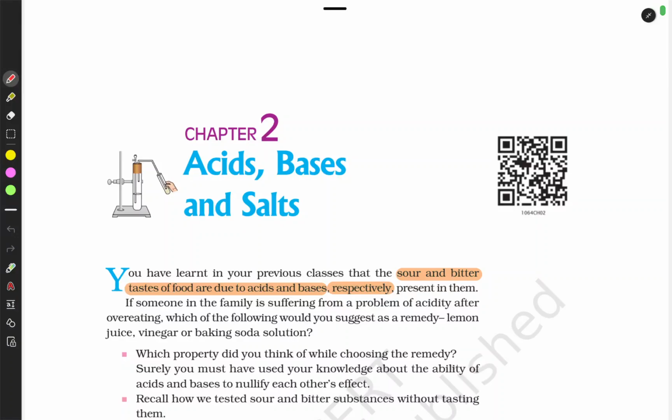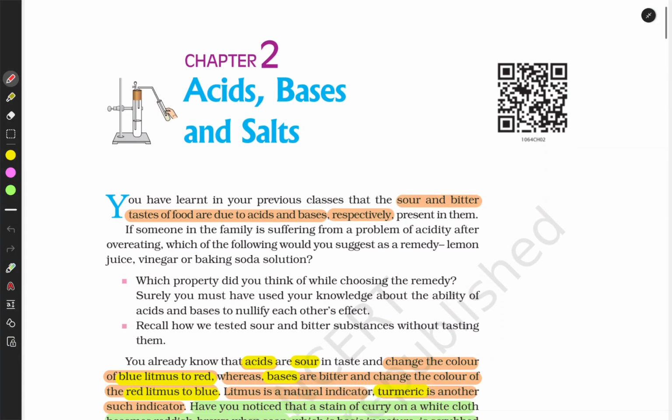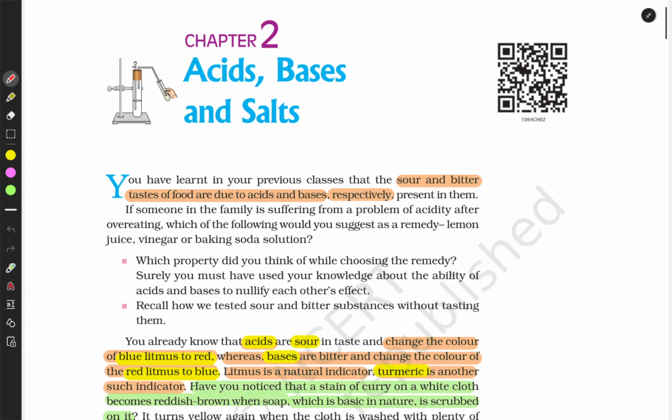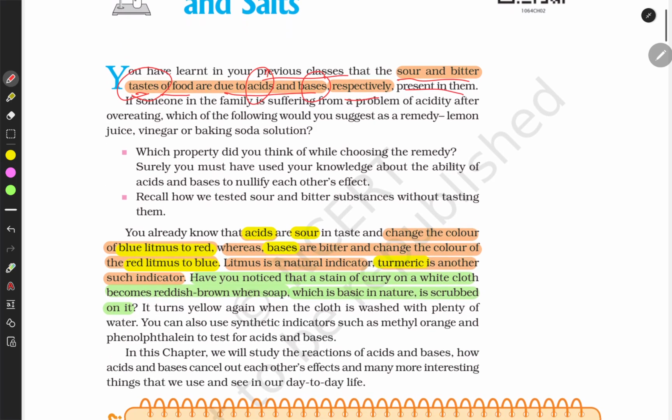In this video we are going to study acids, bases and salts. In previous classes we have learned that the sour and bitter tastes of food are due to acids and bases respectively, which are present in them.